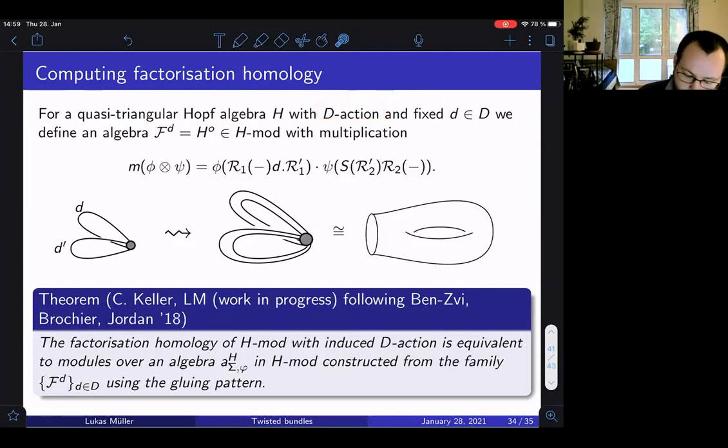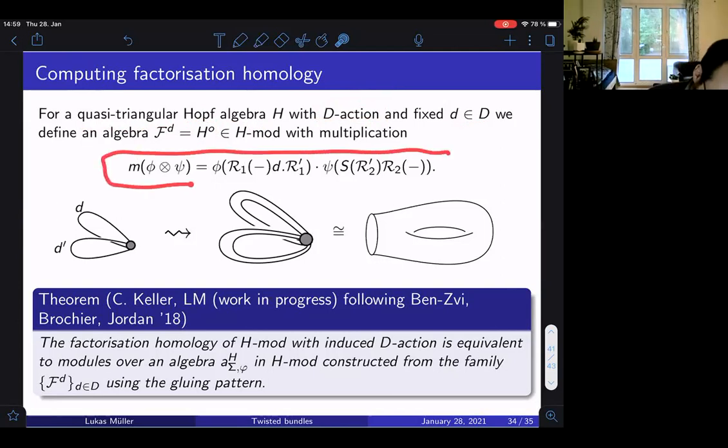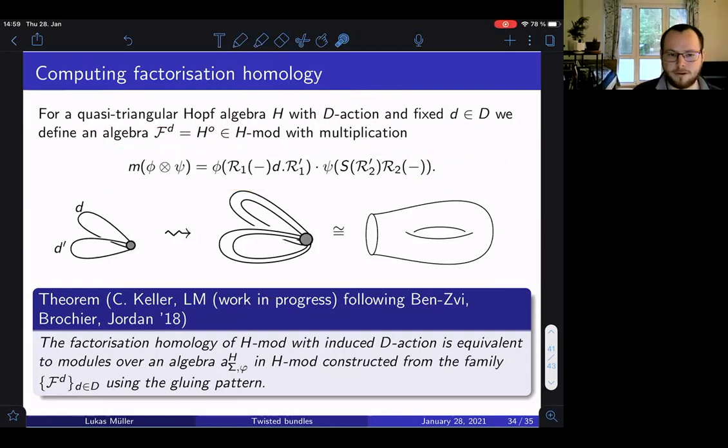And then for a fixed element in D, one can define a new algebra, which as a vector space is the restricted dual of H. So it's the space of matrix coefficients on H. And then it gets a multiplication, which is more or less the multiplication on Majid's twisted double. But there's an additional twist, which comes by acting with D on this R-matrix element. I just wanted to show you that there's a concrete formula. I don't want you to understand that right now at all.